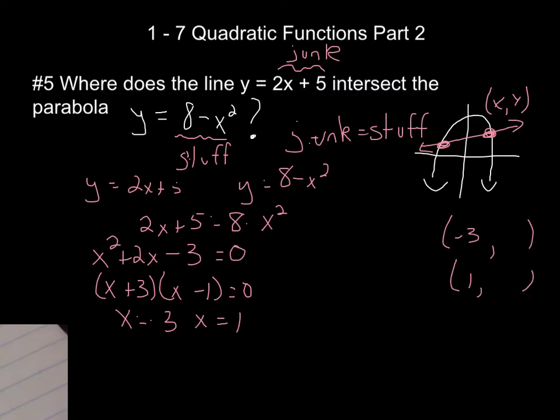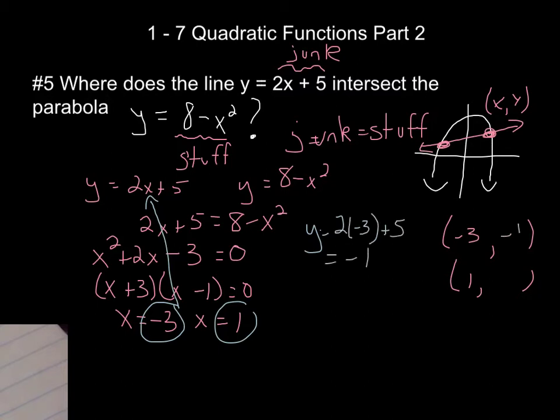Now you need the y values. So you literally just take these and plug them in, either to this x value here or to this x value here. I think the line would be easier. What about you? So let's plug in, pick the -3 up, and just put it right there. So that'd be y equals 2 times -3 plus 5. Well, that's just -1.